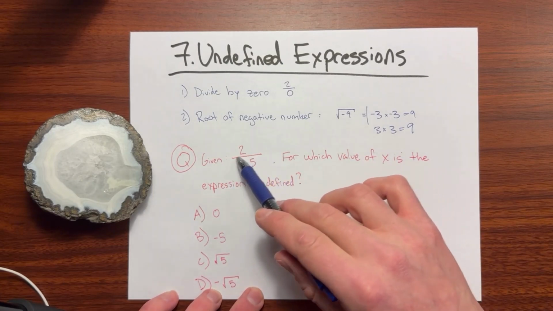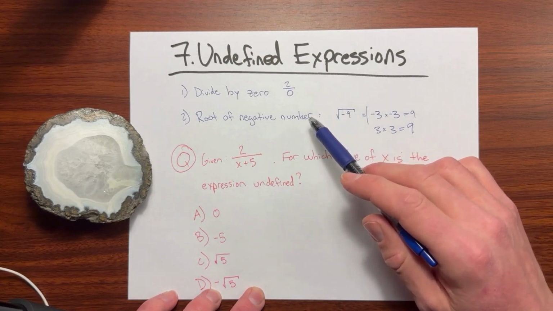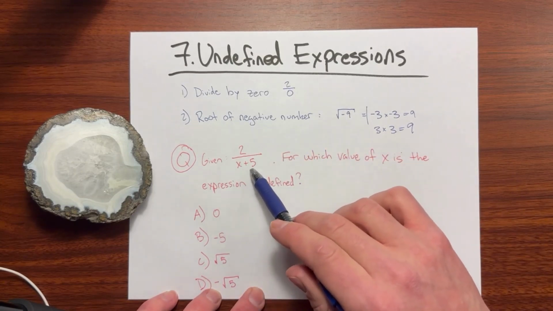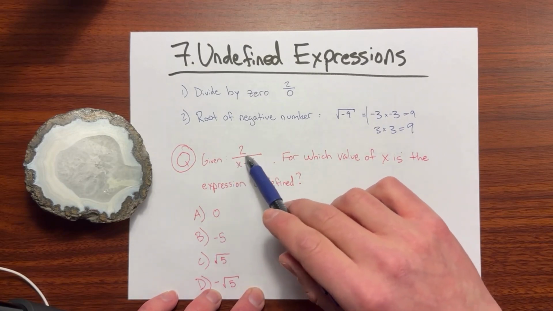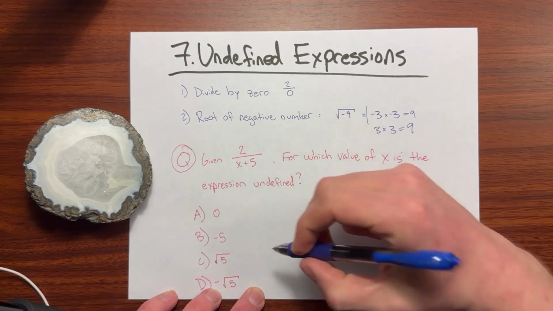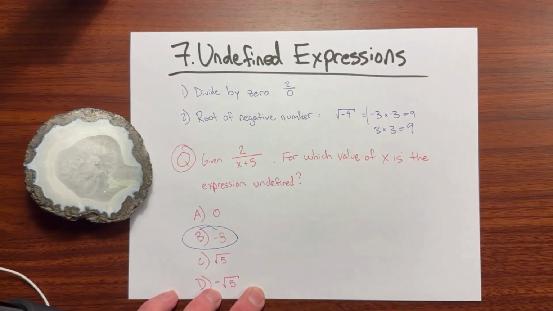Anytime that the denominator of this division equals 0, we're going to have an undefined expression. So if we put in 0 there, it's just going to be 2 over 5. But if we put in negative 5, that'll make it divide by 0, giving us an undefined expression. So the answer here is B, negative 5.